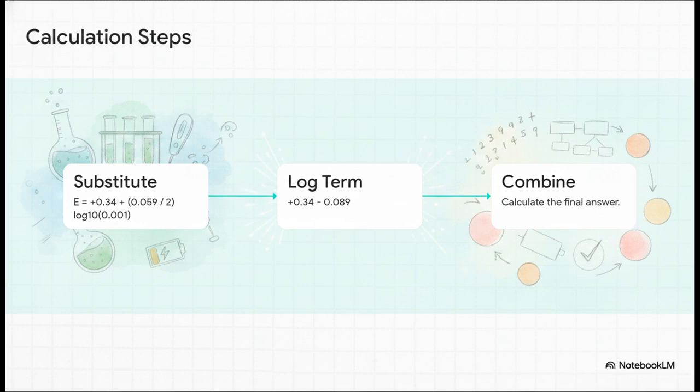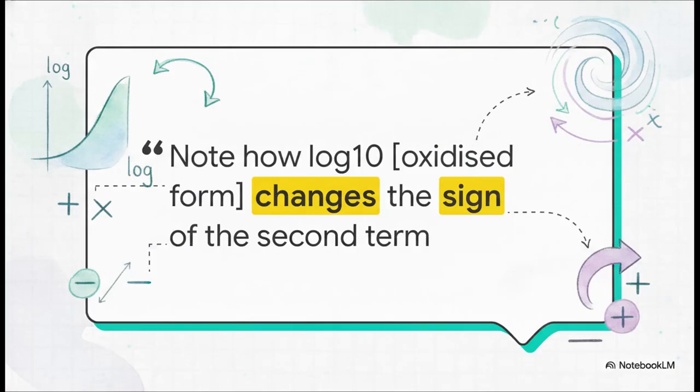We calculate that log term. The math gives us 0.059 divided by 2 multiplied by -3, and that resolves to -0.089. So our big scary equation simplifies down to just positive 0.34 minus 0.089. And step 3, we just combine those for our final answer. But wait, before we reveal that final number, the source text points out a crucial turning point in this calculation that I absolutely have to emphasize.